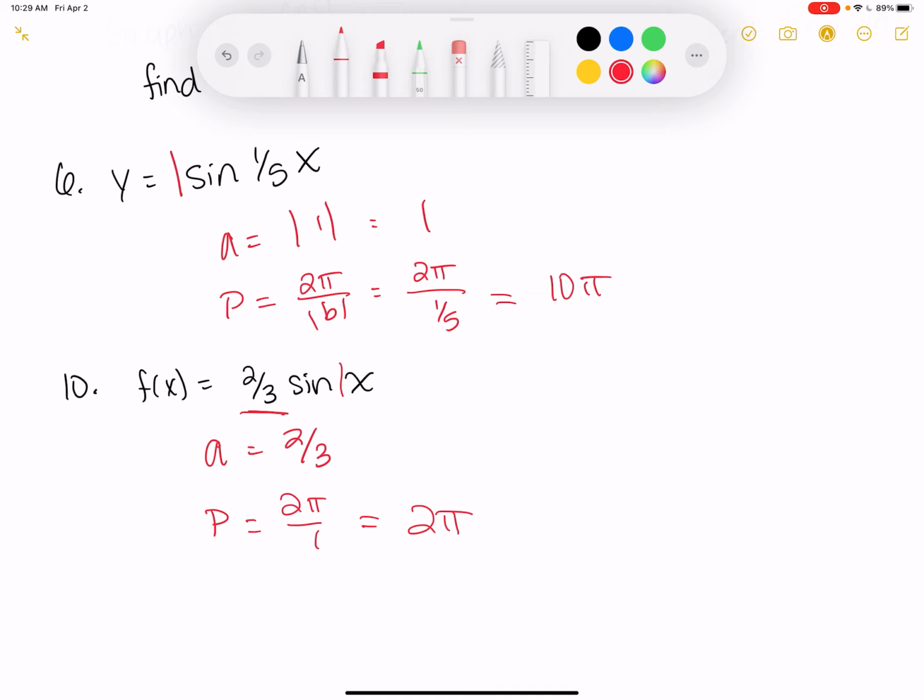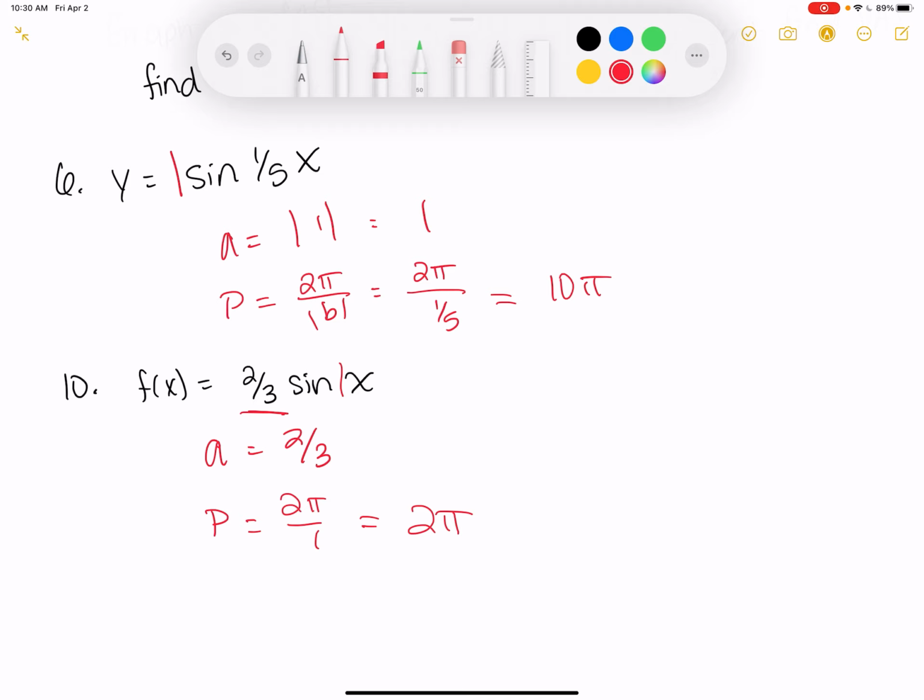In 14.2, we'll be shifting things left, right, up, down, and reflecting them. I still won't make you graph them. I'm just going to have you tell me where they're going. When we get to those problems, you will still tell me amplitude and period, and if there are asymptotes, you'll tell me where those are.